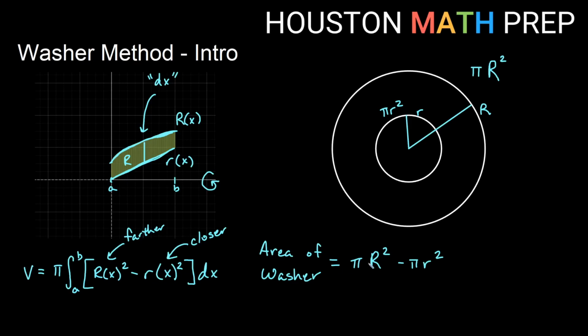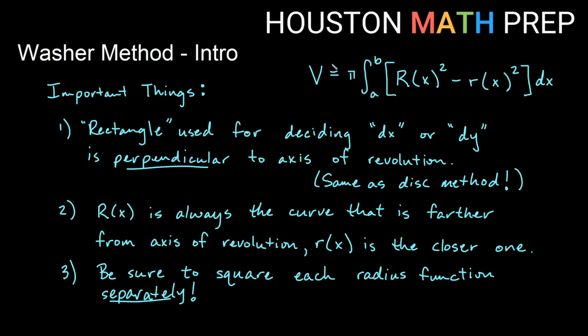Okay, so just the formula for washer method here in our intro video. You can see we have it again written here. Important things you need to remember. This is very similar to disk method. We're just subtracting out this inner space that is missing there. So the rectangle for deciding integral dx or dy, make sure it's perpendicular to your axis of revolution, just like in disk method. Again, keep your capital R and your lowercase r straight, capital R farther, lowercase r is closer.